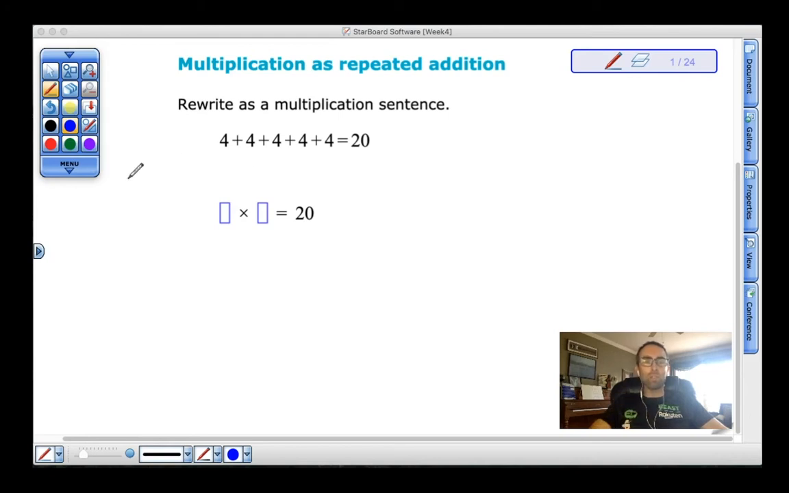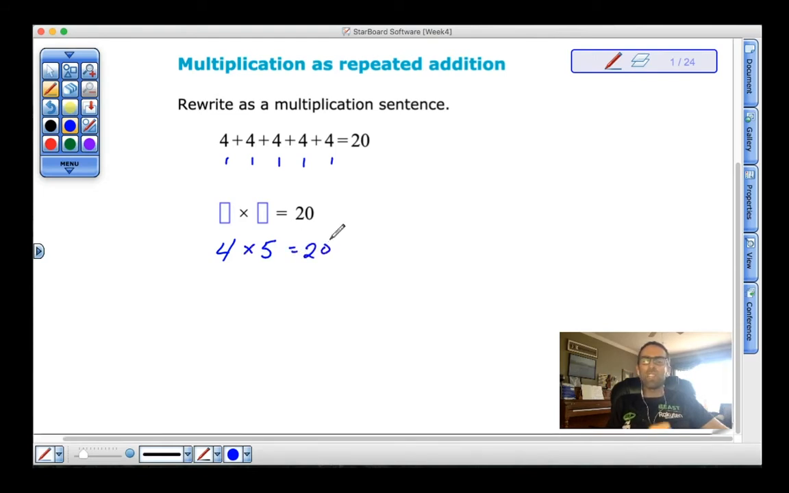So if we take a look at the screen, we can see we have rewrite as a multiplication sentence. So rather than having that problem of 4 plus 4 plus 4 plus 4 plus another 4, we're just asked to rewrite this as a multiplication sentence. So the first thing I'm going to start off with is the number that I have written multiple times. So I have 4 written multiple times, so I'm going to change this first number here to a 4. And the second thing I'm going to multiply it by is how many times I see that 4. So I have a 4 once, twice, 3 times, 4 times, 5 4s, so I'm going to put a 5 down right over here. So 4 times 5 is equal to 20.